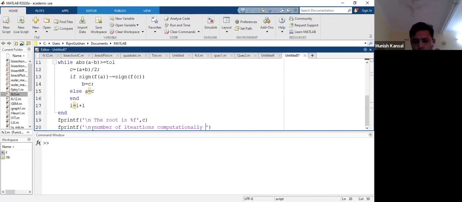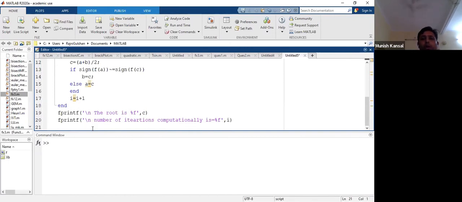So I should use the word computation because theoretically something else comes, computationally the answer drifts. So we should write down the word computationally. So that is equal to say the iterations are given by I here. So I should write down I, right? Now what else do you want to see?